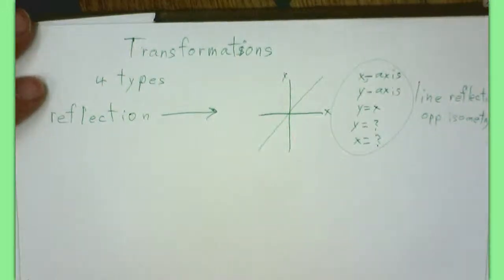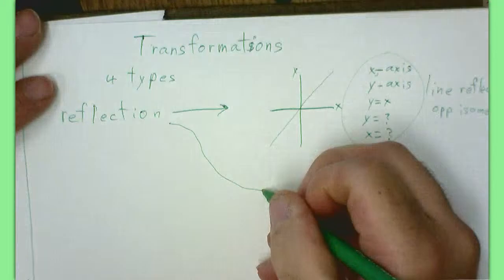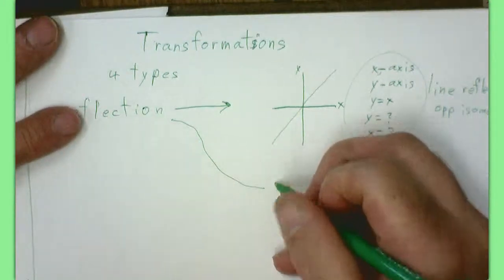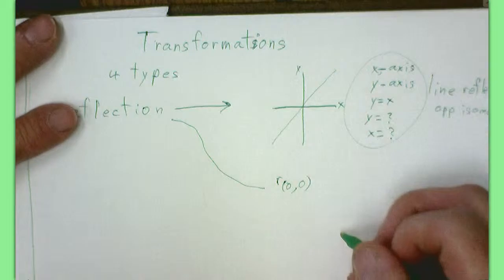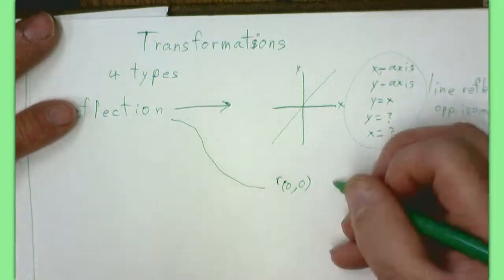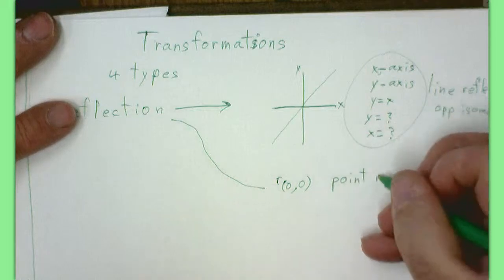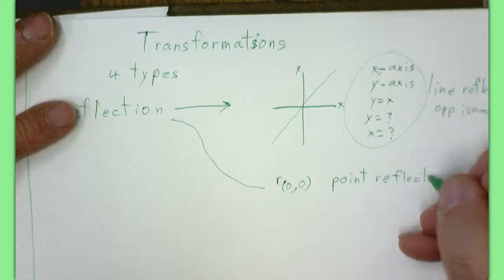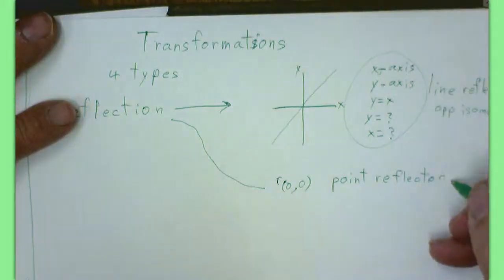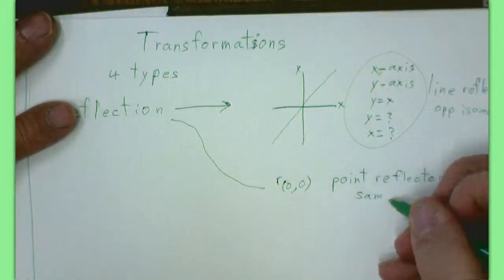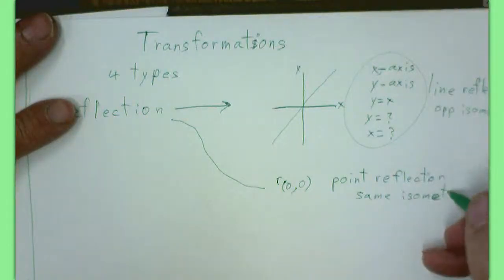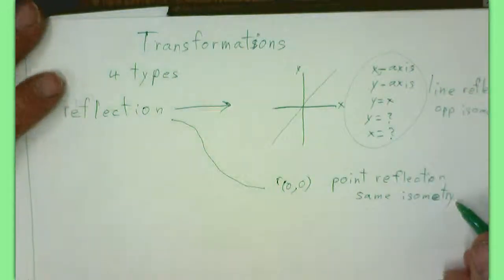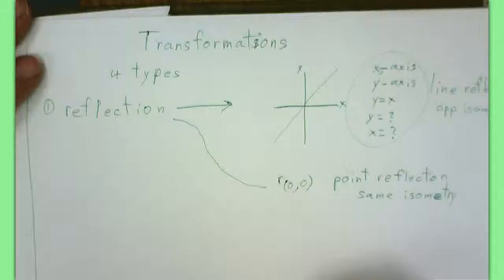Okay. Now, the next type of reflection might be a point reflection. So we might reflect through the origin or another point, and that's called a point reflection. And that is same isometry. Alright, that's the first type of transformation.